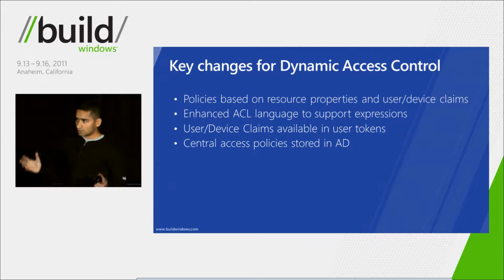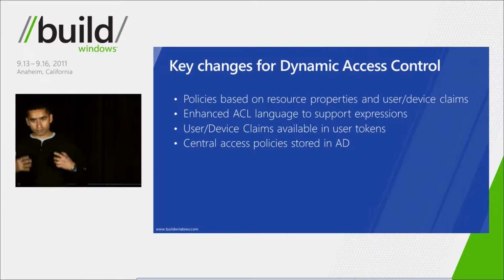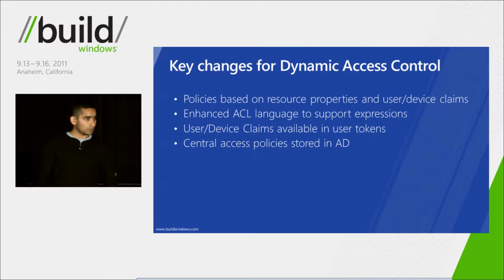So in summary, the key aspects of dynamic access control that are applicable to this talk are the changes to the authorization system to allow you to create rules using expressions that incorporate data classification and user and device claims. We've had to enhance the ACL language as well in order to accommodate that. We've enhanced the authentication infrastructure to make claims first-class citizens in the Windows environment. So what that means is your user tokens, in addition to containing information about the SIDs and the groups, also contain information about the user claims. And we've added support for central access policies.